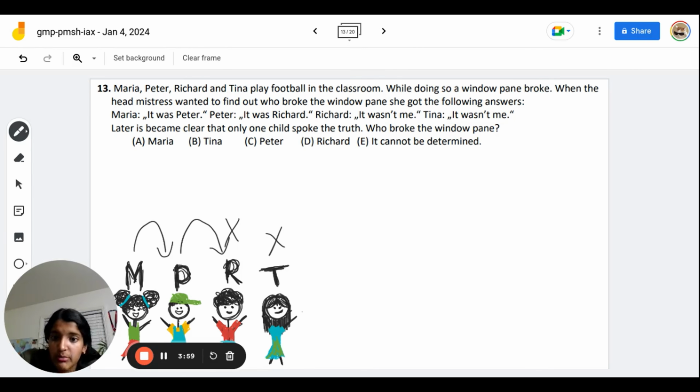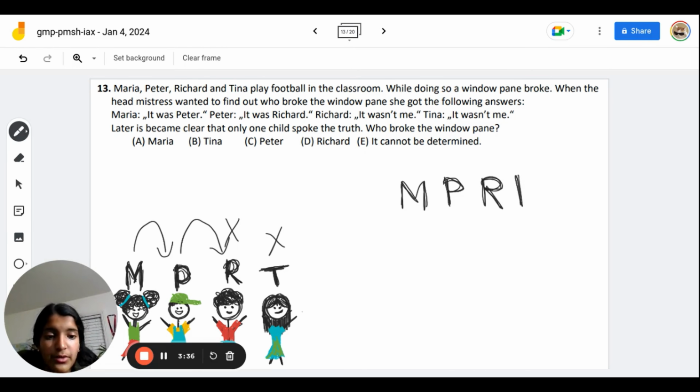So if it was Richard, that means Peter was telling the truth, Richard was lying, Tina was saying the truth. That means two kids were saying the truth. So it can't be Richard. So let's write. So that's the M for Maria, Peter, Richard, it's R, and then T for Tina. So if it was Richard, two people would be speaking the truth. So it's not Richard. Let's move on to Peter.